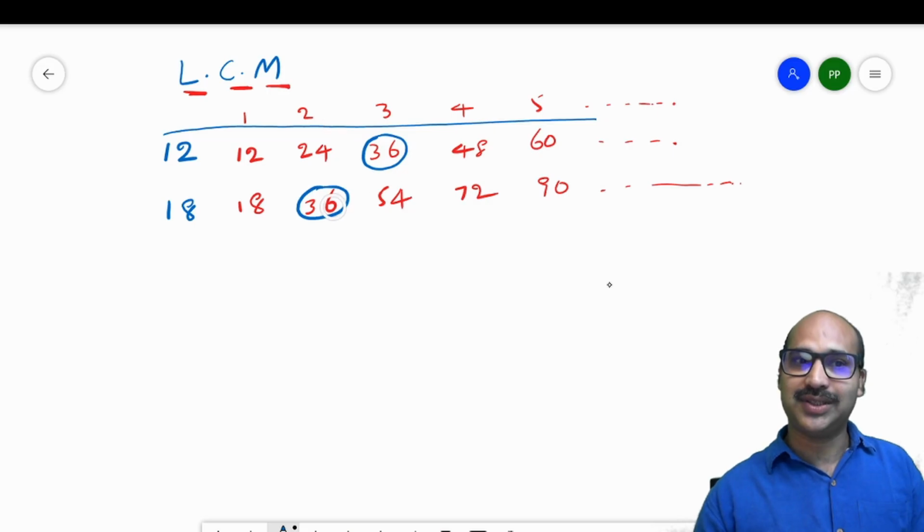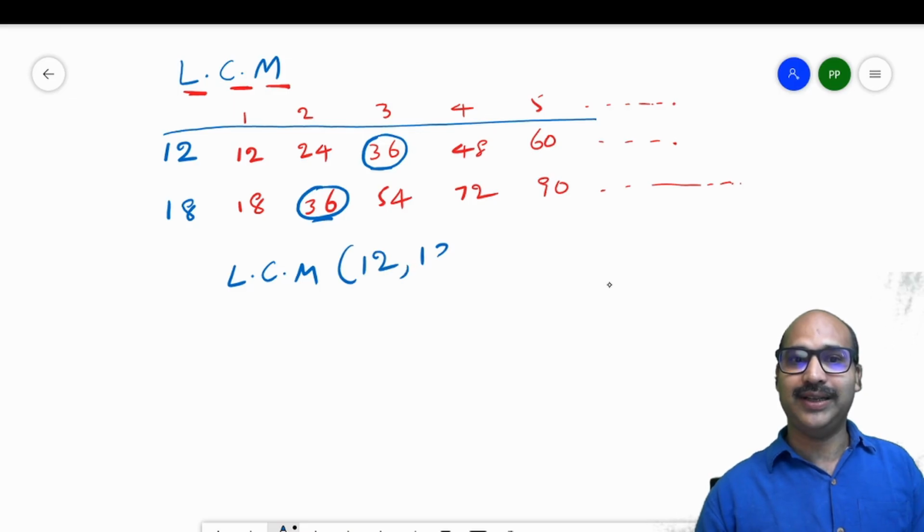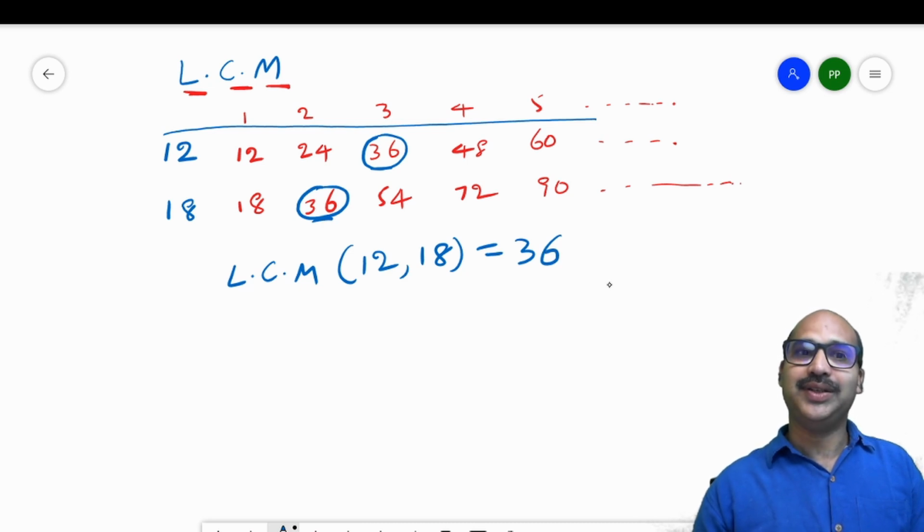Why is it known as common? This is common for 12 and 18. So a multiple of 12 is also 36. A multiple of 18 is also 36, which is common for 12 and 18. So the LCM of 12 and 18 is equal to 36. This method you might have studied in lower classes.